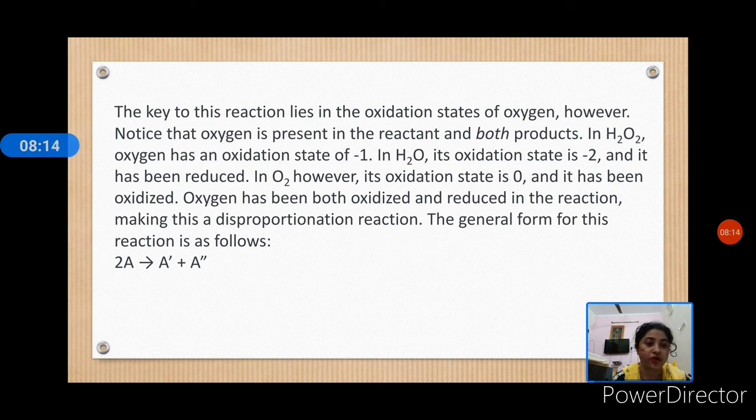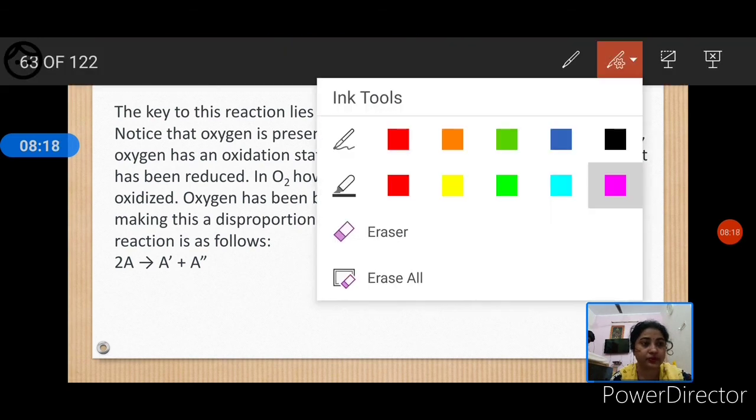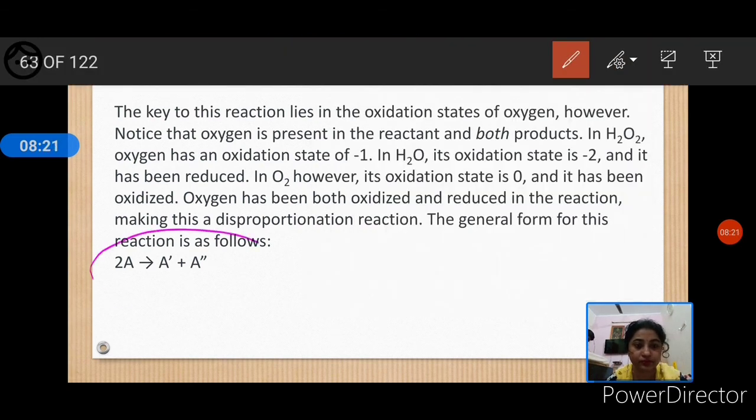The general form for this reaction is as follows. 2A gives out A dash plus A double dash.